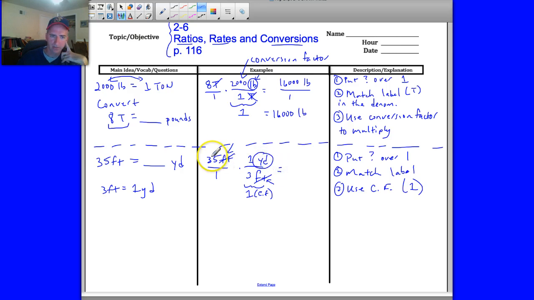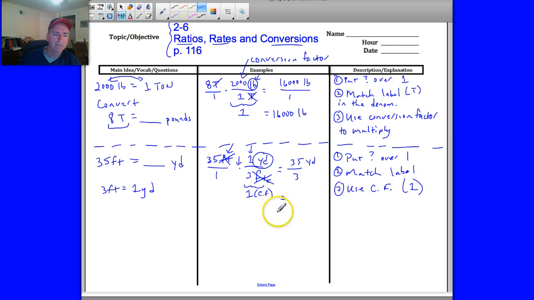So look what happens on this one. 35 times 1 is 35. Now you've got yards there. You've got 35 yards over. Now watch this. 1 times 3. You have 35 yards over 3. Now there's no label in the denominator because that canceled out. So basically you have 35 divided by 3.